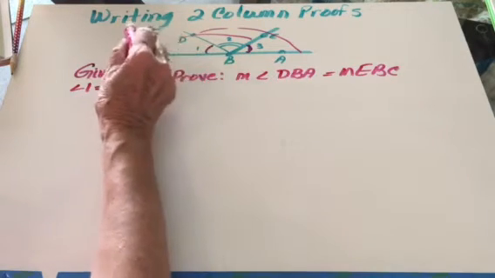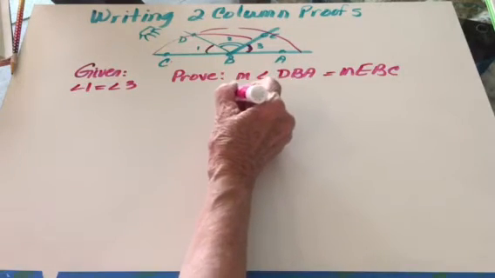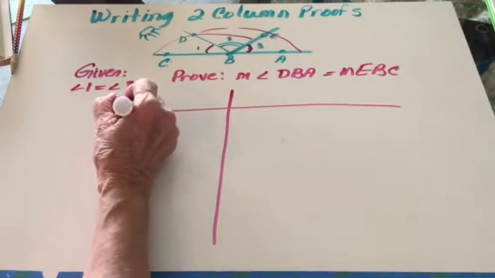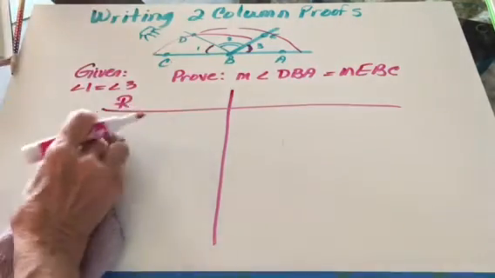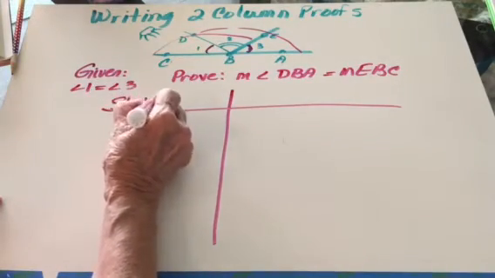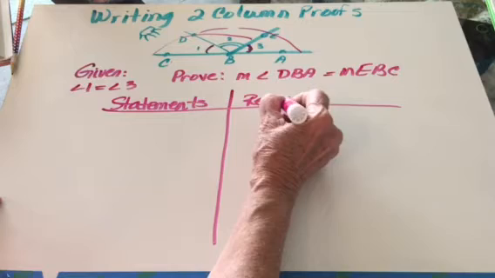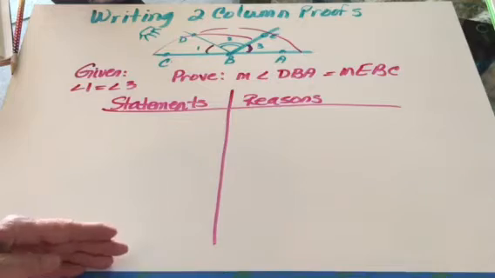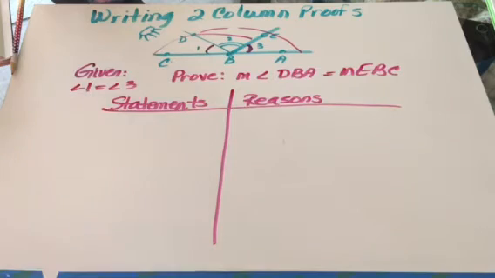Now, we're writing two-column proofs. When you write a two-column proof, you have two columns. Sometimes we call them a T-chart. And on the left side, you have the statements. And on this side, you have the reasons. And this tells why this is true. You can't just put down something. You have to be able to say why it's true.